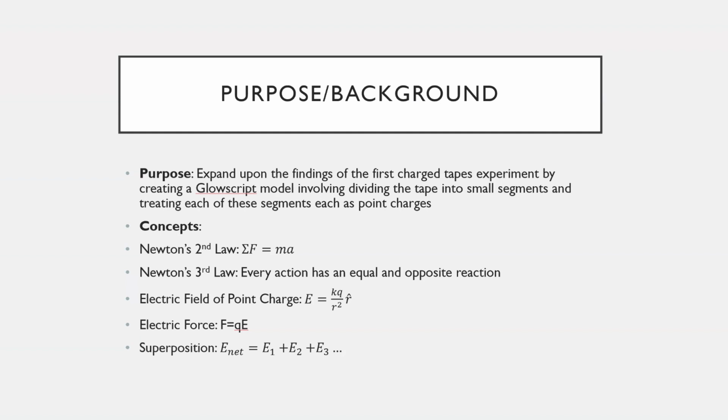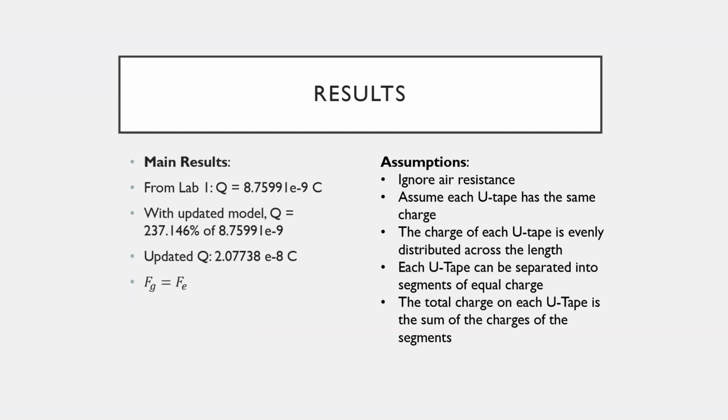They include Newton's second law, Newton's third law, the formulas for the electric field of a point charge and electric force, and linear superposition. So, just a preview of the last lab, I achieved a value of 8.75991 times 10 to the minus 9 coulombs for my charge Q. And with the updated model in this lab, I got a new value for Q of 2.07738 times 10 to the minus 8 coulombs. Again, from Newton's second law, the gravitational force points equal and opposite to the electric force. And the assumptions in this lab are the same.